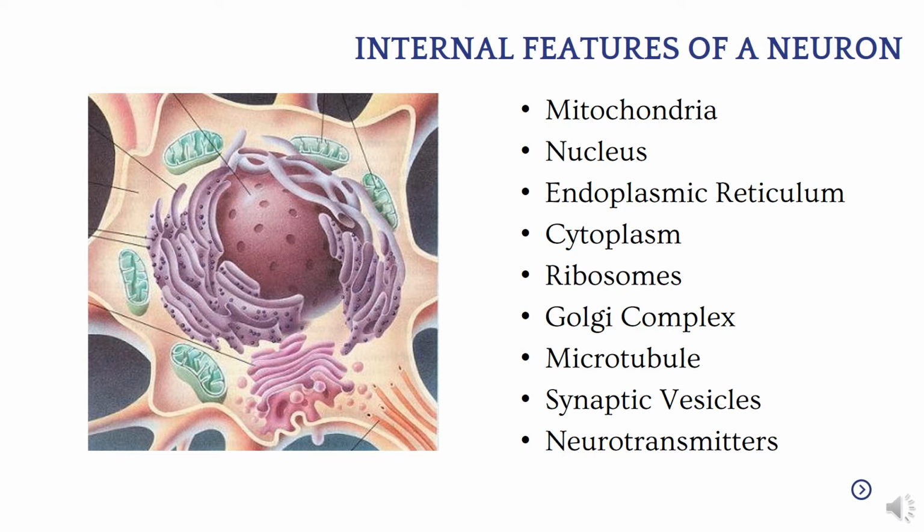Microtubules, tubules responsible for the rapid transport of material throughout neurons. Synaptic vesicles, spherical membrane packages that store neurotransmitter molecules ready for release near synapses. Neurotransmitters, molecules that are released from active neurons and influence the activity of other cells.